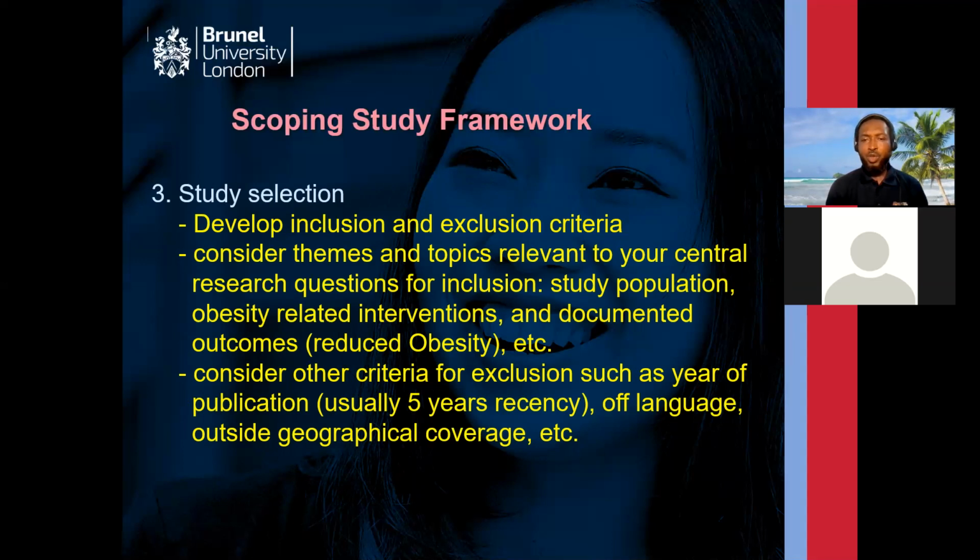At this point, you're looking at a study population. You're taking the articles or sources that cover your study population. Then you're looking at obesity, for example, using the research questions I gave earlier. So you're looking at obesity related interventions, and you're looking at documented outcomes on reduced obesity. These could be the key inclusion criteria. So you just put them there. Then the next stage, you also consider your exclusion criteria.